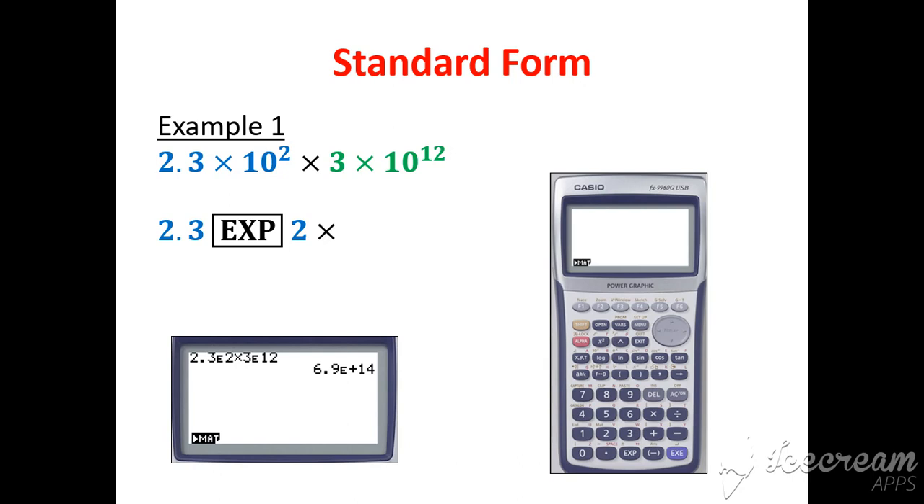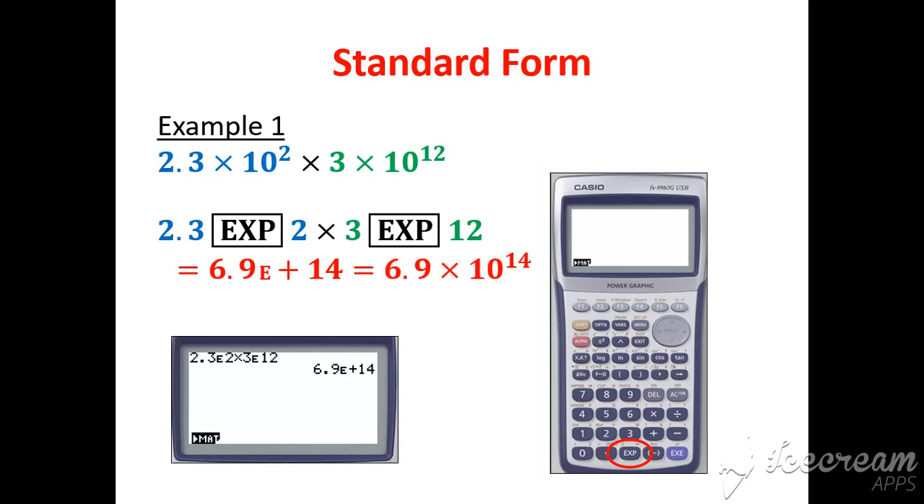Now we need to type times. Now we put 3. Push your EXP, your exponent button once more, which does the times 10 to the power of something. And then you just type in 12 for a power of 12. Now, when you push equals, it will come up as 6.9 with this funny looking E plus 14. That's just the way the calculator writes 6.9 times 10 to the power of 14. And that's equal to 690 trillion.